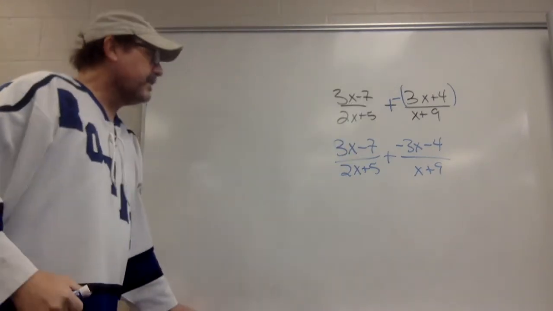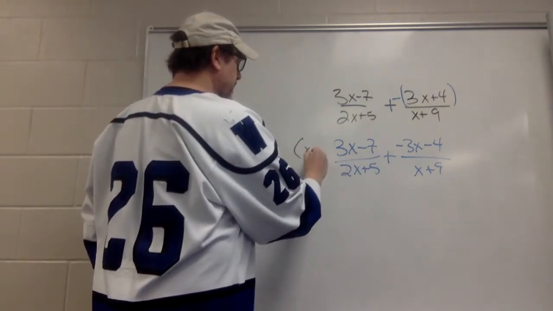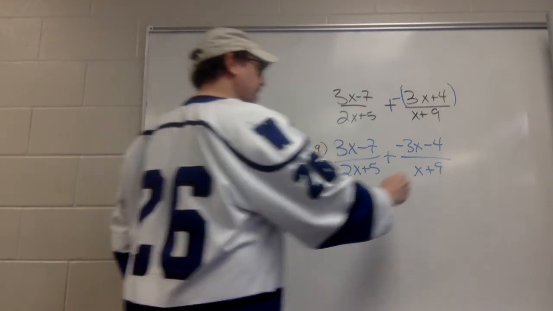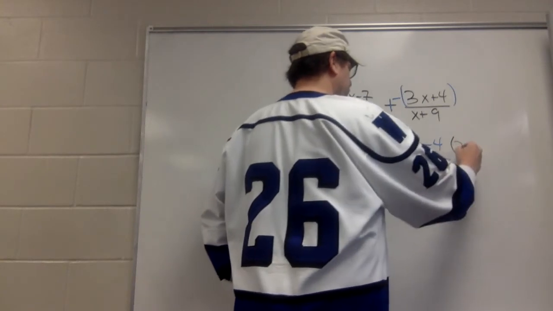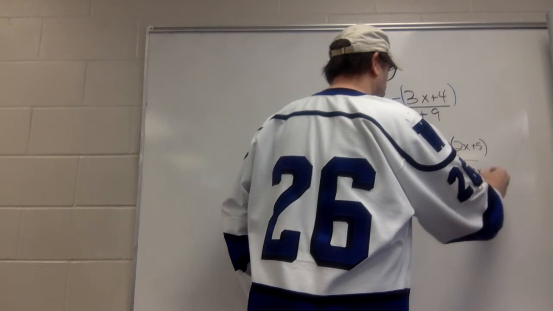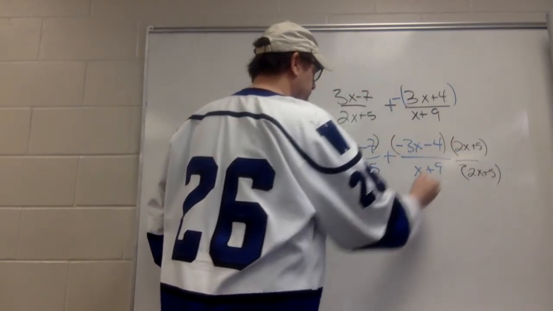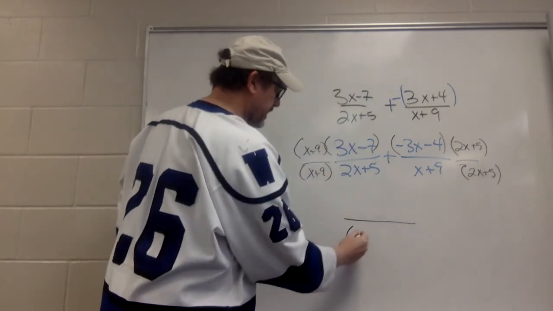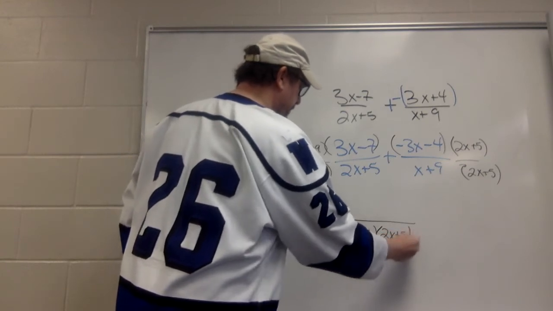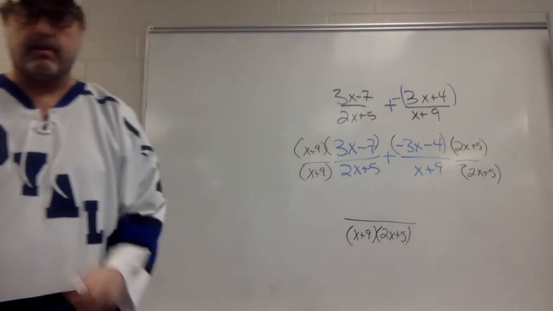All right, now we look and see we do not have common denominators, and this one needs an x plus 9. This one needs an x plus 9. This one needs a 2x plus 5. These are both worth a value of 1. And I'm not going to finish this one out, but you now have a common denominator. And then you will FOIL first, outside, inside, last, and continue.